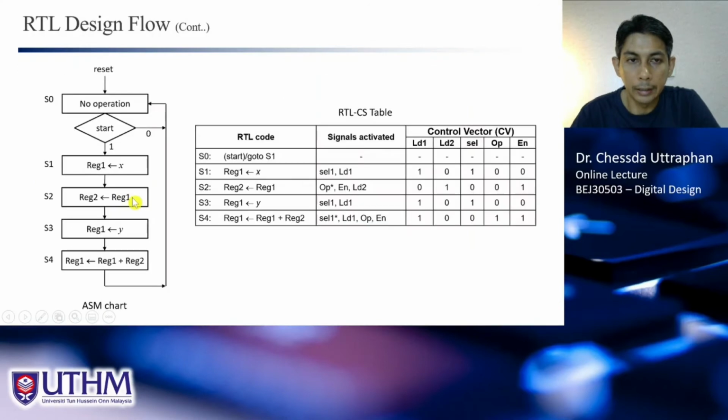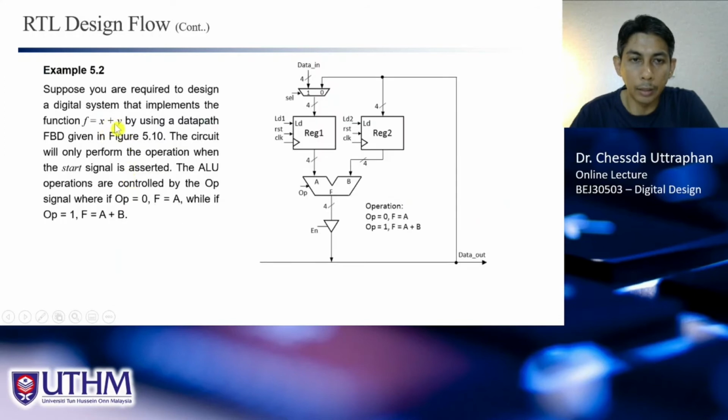So if we create the ASM chart for that operation, it should look like this, where at the state S0, or the first state, when we power on our circuit, it will be in the state S0, where there is no operation, and this will always be here whenever the start signal is equal to 0. So if no start, it will be in state S0. When start equals 1, now we start the operation where we will load the value of x into rack 1. So x can be any value, because this is a variable. So x and y can be any value.